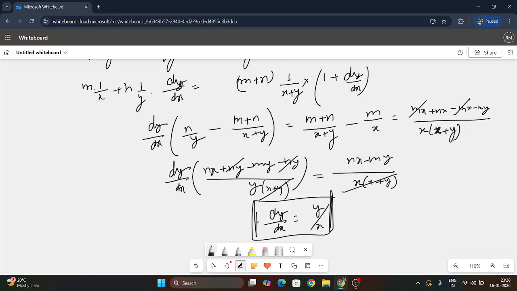So please keep it in your mind that in the final answer you are getting what? There is no m and n, it is completely independent of m and n. Okay, independent of m and n. Okay, so there is no m and n.